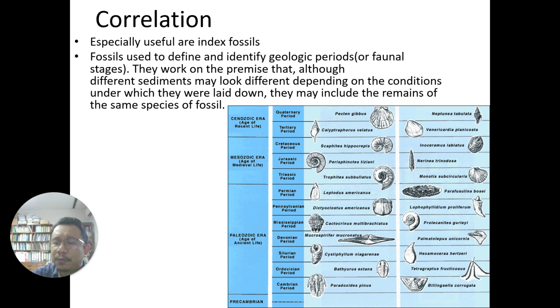Now, especially useful for correlation is what we call index fossils. These are specific kinds of fossil species or genera which are used to define and identify geologic periods or faunal stages. They work on the premise that although different sediments may look different depending on the conditions under which they were laid down, they may include the remains of the same species of fossils. For example, if I find the trilobite species Paradoxides pinus anywhere throughout the Old World, I know it is in the oldest layers in the Cambrian period. Because it is an index fossil, we know that it is only found there.